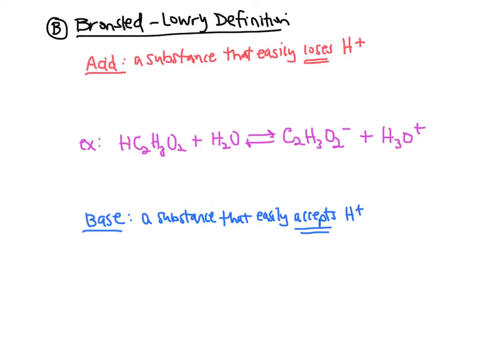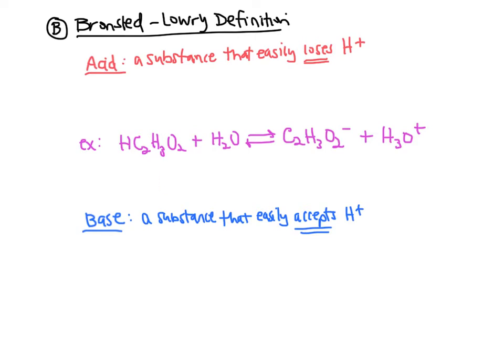So a second definition is the Bronsted-Lowry definition of an acid. And this is the one that we're going to focus on the most because it's a broader definition. It's a better definition than the Arrhenius definition, specifically for bases. So an acid, according to the Bronsted-Lowry definition, is pretty similar to the definition for an Arrhenius acid. It's a substance that easily loses hydrogen ions to another substance.